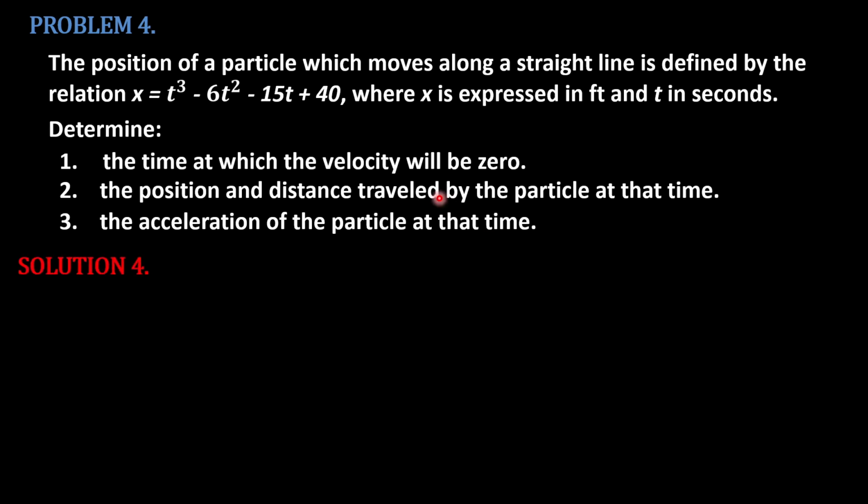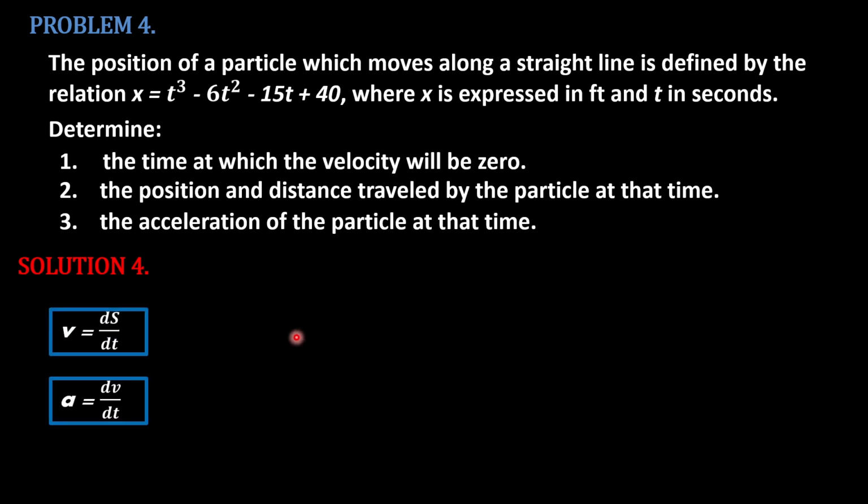So, since yung particle natin, binigyan niya yung kanyang equation. Sabi nga kanina, pag dinerivative yung distance, makukuha natin yung velocity equation. Pag dinerivative natin yung velocity, makukuha natin yung acceleration equation. Kaya po yung solution kapag binigyan tayo ng isang equation ng distance, kunin lang natin yung derivative nito, makukuha natin yung velocity equation. So, ang derivative ng t cube is 3t squared, minus 6t squared is magiging 12t, minus 15.